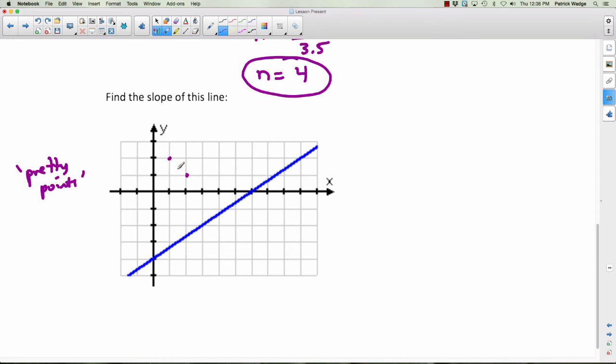This is a pretty point. This is not a pretty point. This is not a pretty point. This is not a pretty point. That is a pretty point. It lands on the intersection. So what I would recommend you do is find any two pretty points on this line here.